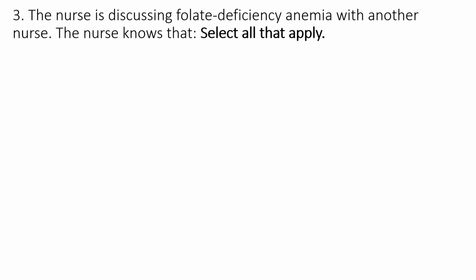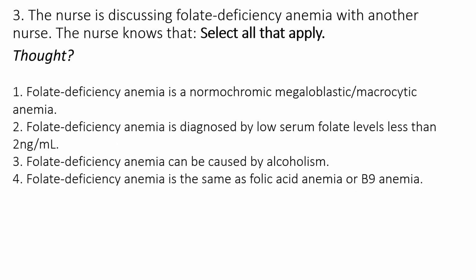Number 3, the nurse is discussing folate deficiency anemia with another nurse. The nurse knows that. Select all that apply. Is it number 1, folate deficiency anemia is a normochromic megaloblastic, which is macrocytic anemia. Number 2, folate deficiency anemia is diagnosed by low serum folate levels, less than 2. Number 3, folate deficiency anemia can be caused by alcoholism. Number 4, folate deficiency anemia is the same as folic acid anemia or B-9 anemia.